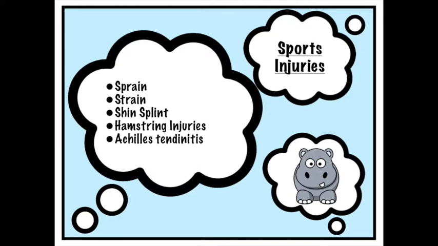A shin splint is pain caused by a muscle tearing away from the tibia, which is also known as the shin bone. Shin splints can develop in the anterolateral, front and side muscles, or in the posterior medial, back and side muscles of the lower leg. This type of injury is usually caused by repeated stress to the lower leg.